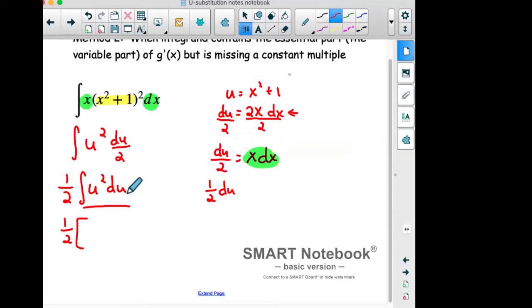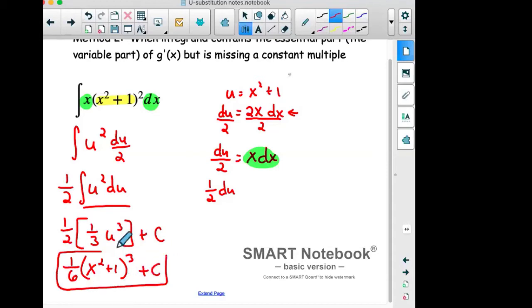No one sure? What's the integral of u squared du? 1/3 u cubed. 1/3 u cubed plus my c. So multiplying that gets me 1/6 u, which I know to be defined as x squared plus 1 cubed plus c. And that's it. So it's not that hard.